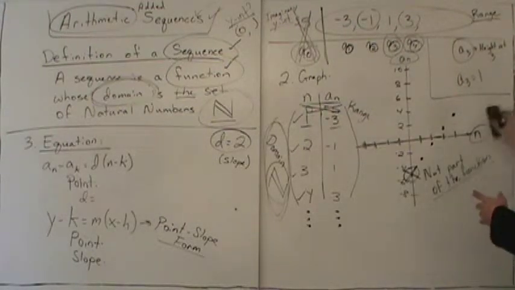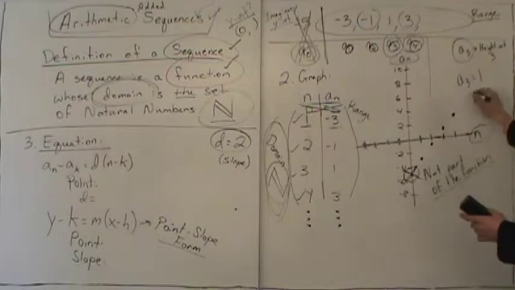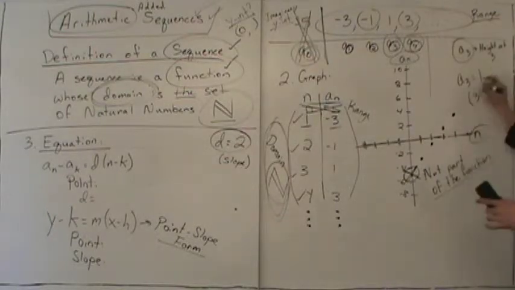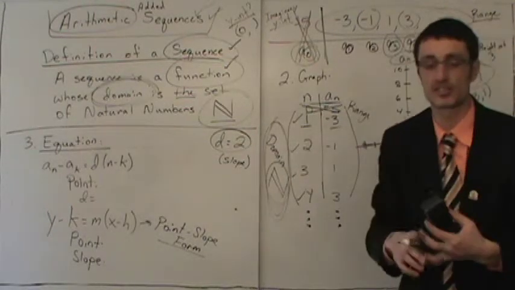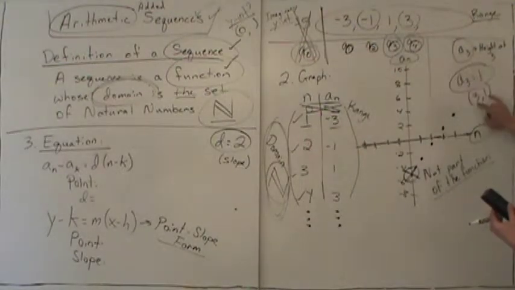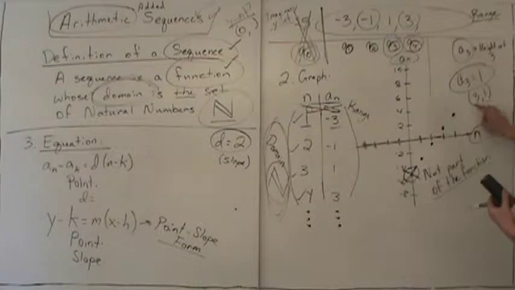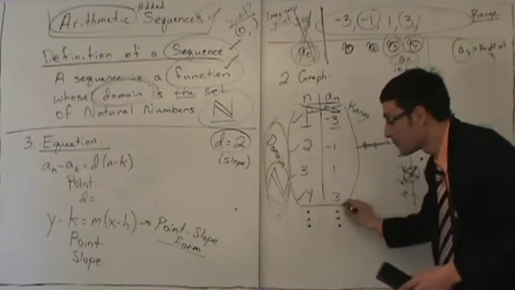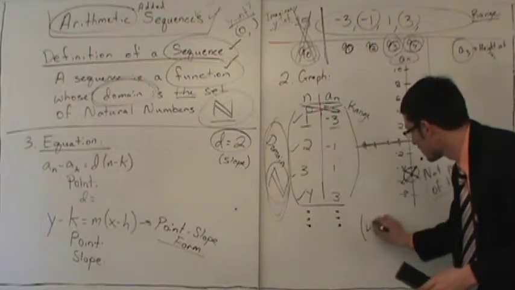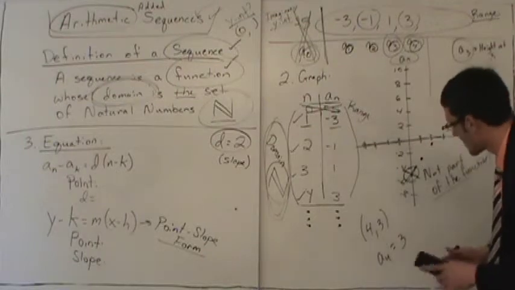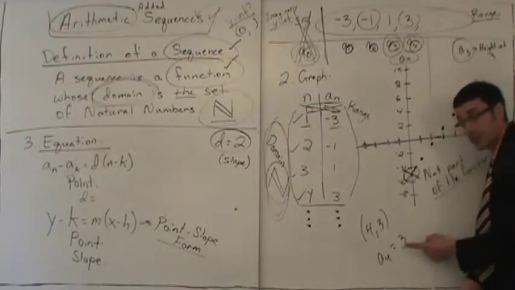We read this as the ordered pair 3, 1. But what do we write? Do we write the ordered pair 3, 1, or do we write a sub 3 equals 1? We write, for an arithmetic sequence, a sub 3 equals 1. So you read a sub 3 equals 1 as the point 3, 1. You're not actually writing the point as 3, 1. So for instance, if I said the point 4, 3, you do not write this as 4, 3. You write this as a sub 4 equals 3, and we read this as the point 4, 3.